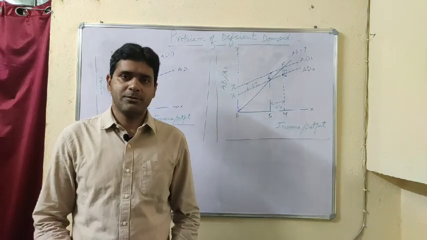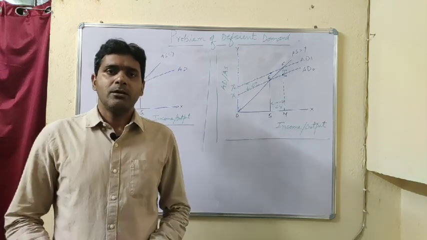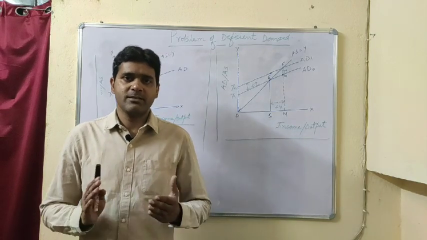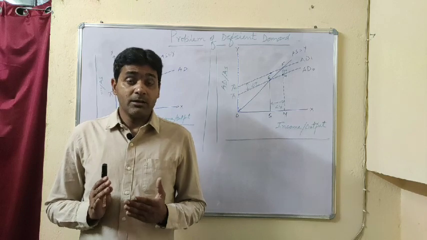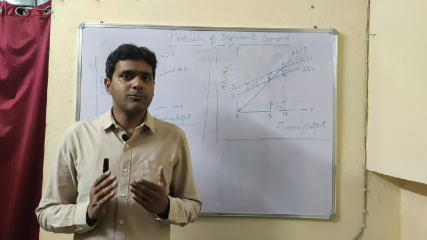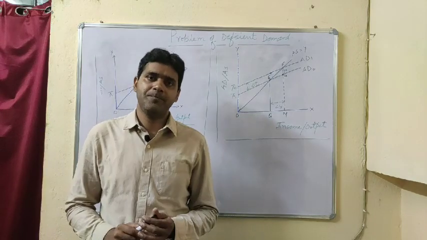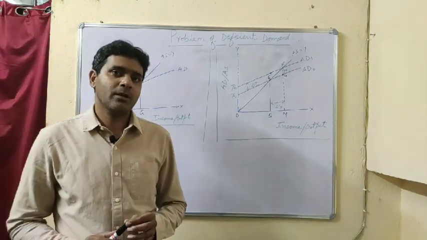We have finished the concept of investment multiplier. Now it's time to discuss the situation of excess demand and deficient demand. And today in this class we are going to deal with the problem of deficient demand. Here I have drawn two diagrams.